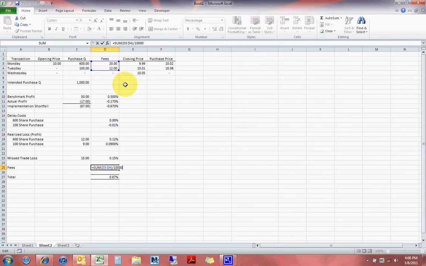And then fees, of course, just the sum of the two fees divided by 10,000, which is the initial capital that we were expecting to deploy. That's 32 basis points. The sum of all four of them is 67 basis points. And here's the number, so that matches this.